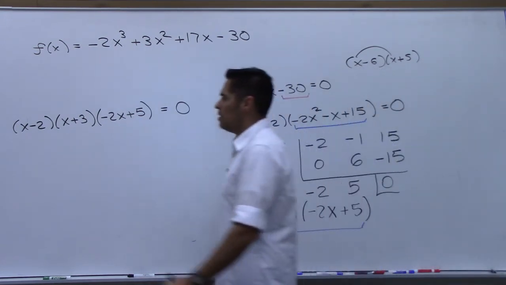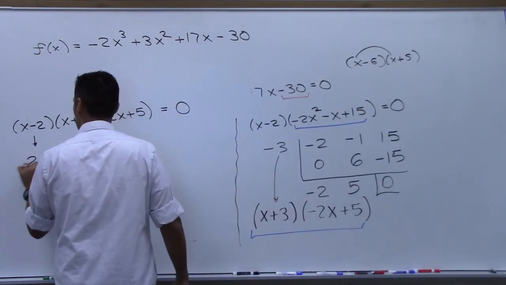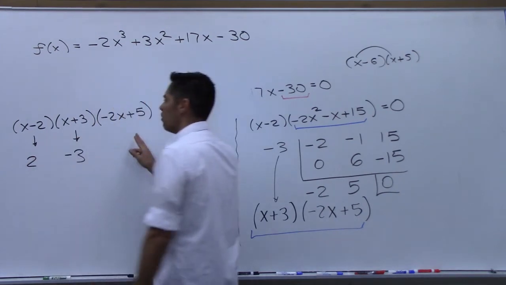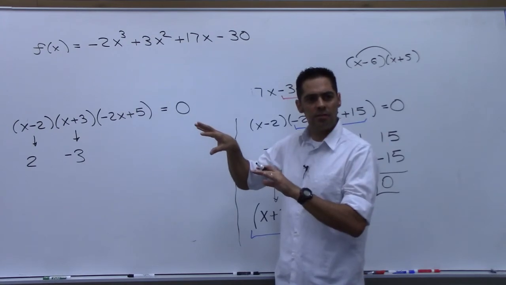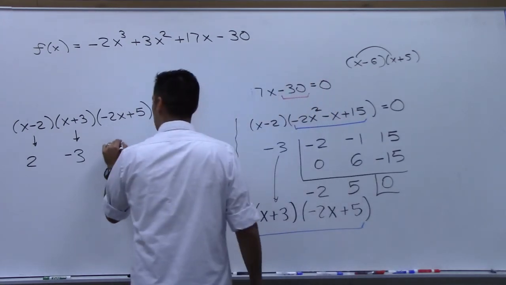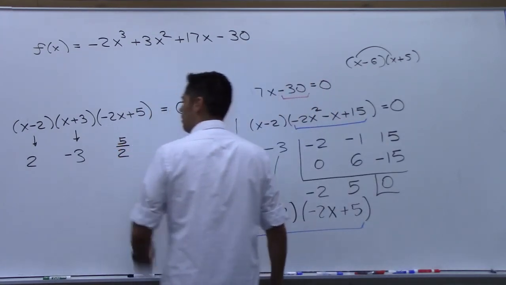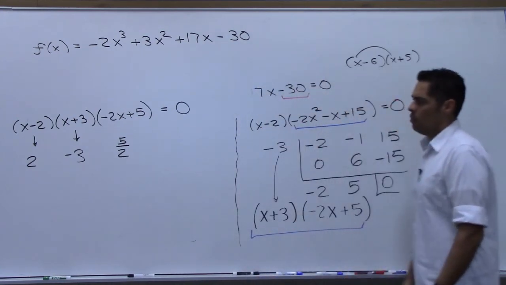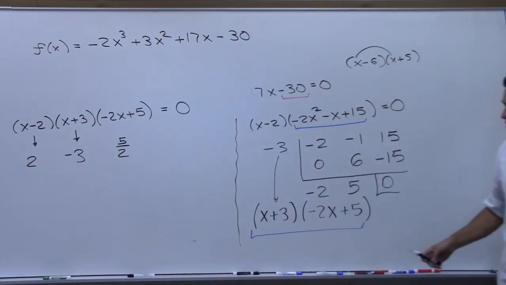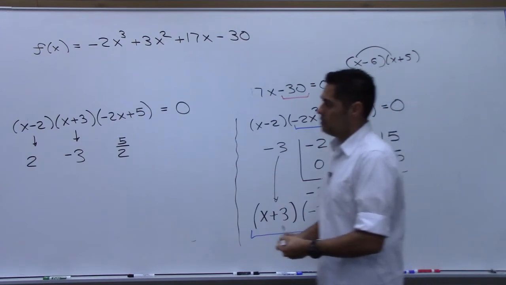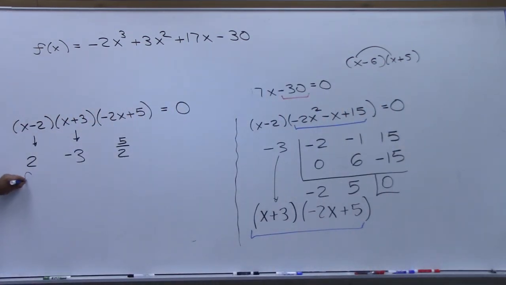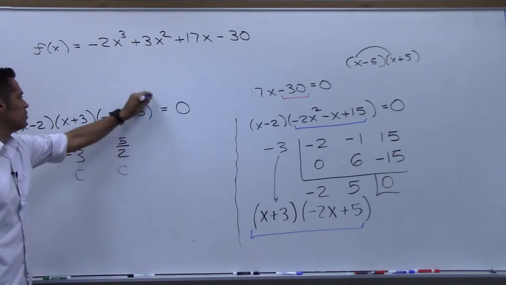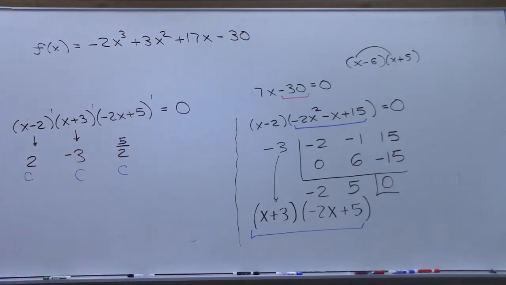Now set each of these equal to 0. You get 2, -3. This one's a little more involved, right? You just set it to 0, move things around, solve for x. You should get what? 5 halves, right? 5/2. What am I going to do at each of those intercepts? Cross or touch? What do you think? They all cross? Cross, cross, cross, because 1, 1, 1.